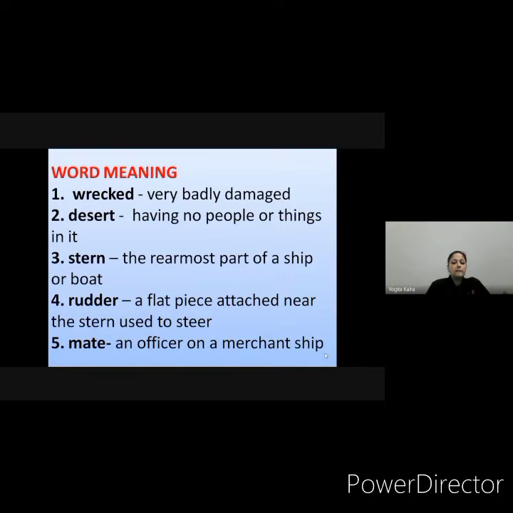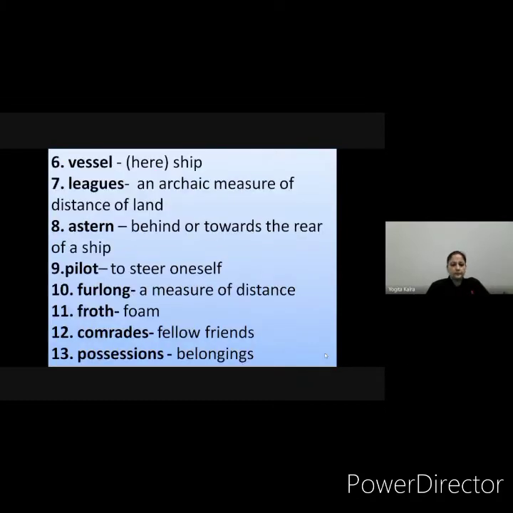The next word is mate, which means an officer on a merchant ship. The next word is vessel, which means here as ship. The next word is leagues, which means an archaic measure of distance of land. The next word is astern, which means behind or towards the rear of a ship. The next word is pilot, which means to steer oneself.